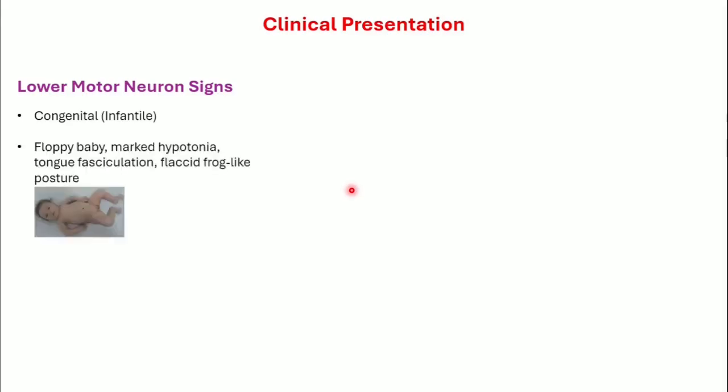There are damaged anterior horns, so the patient will present with lower motor neuron signs. But unlike poliomyelitis, spinal muscular atrophy type 1 is caused by a mutation and will present congenitally at birth, which is why we call it the infantile form of spinal muscular atrophy. So the patient will be a floppy baby with marked hypotonia and tongue fasciculations. The baby may have a flaccid, frog-like posture.